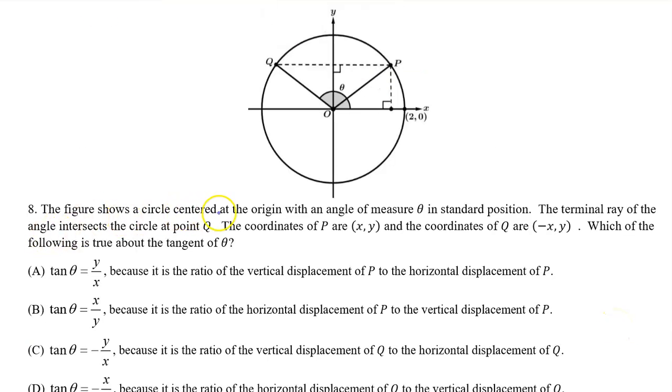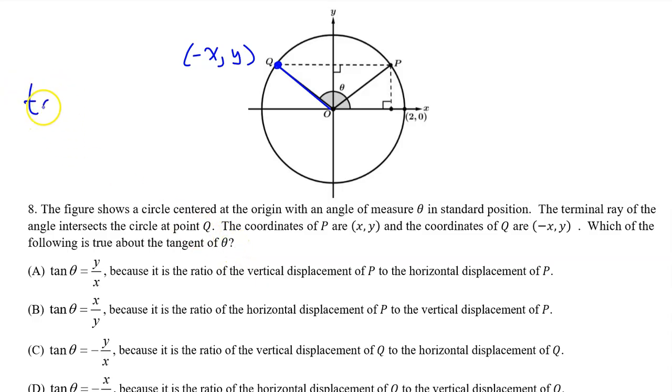Number 8. The figure shows a circle centered at the origin with an angle of measure theta in standard position. The terminal ray of the angle intersects the circle at point Q. That means point Q is the one that matters this time. The coordinates of point P are x, y, and the coordinates of point Q are the opposite of x, y. So I'm going to talk in terms of horizontal displacement and vertical displacement to avoid confusion for this problem. Which of the following is true about the tangent of theta?